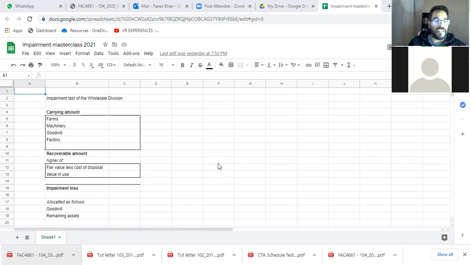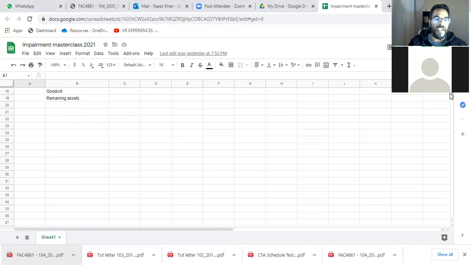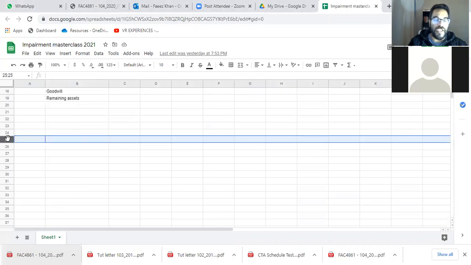So now let's go into the calculations. The first one I'll calculate is the fair value less cost of disposal, and the second one is to calculate the value in use.